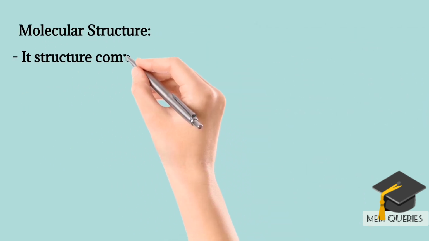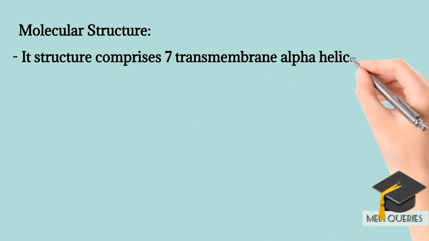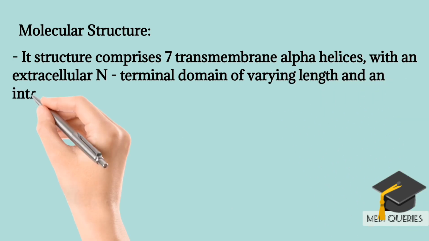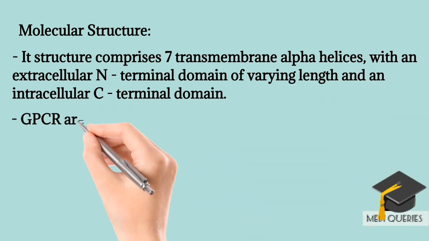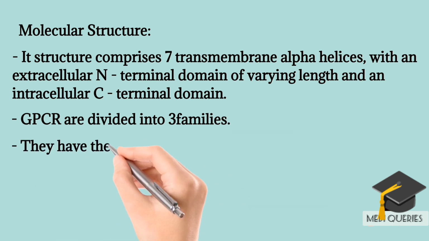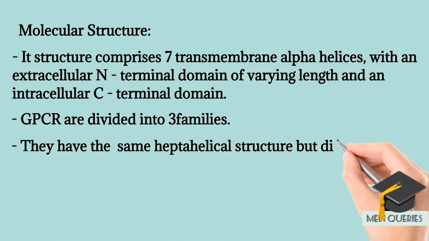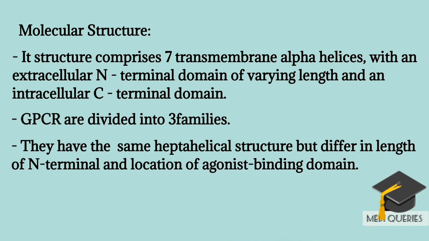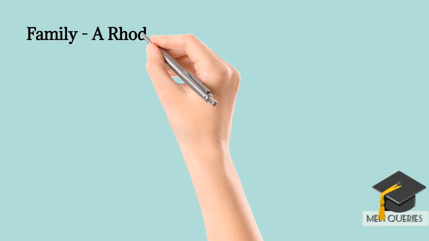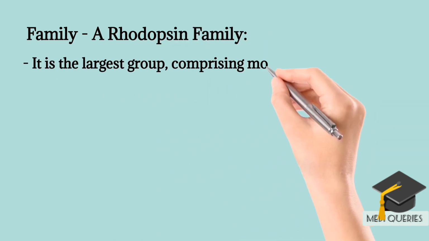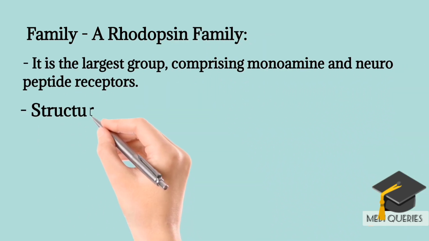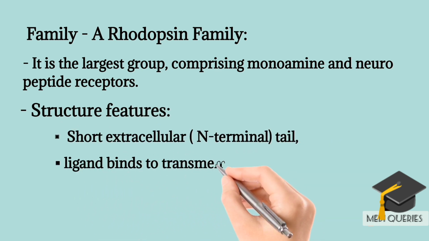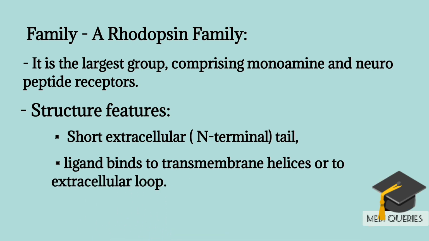Molecular structure. Its structure comprises 7 transmembrane alpha helices with an extracellular N-terminal domain of varying length and an intracellular C-terminal domain. GPCRs are divided into 3 families. They have the same heptahelical structure but differ in length of N-terminal and location of agonist binding domain. Family A, rhodopsin family, is the largest group comprising monoamine and neuropeptide receptors. Structural features: it has a short extracellular tail. Ligand binds to the transmembrane helices or to the extracellular loop.